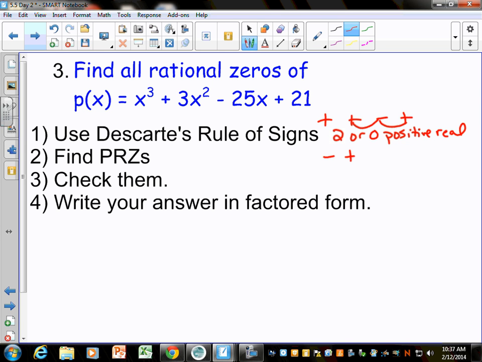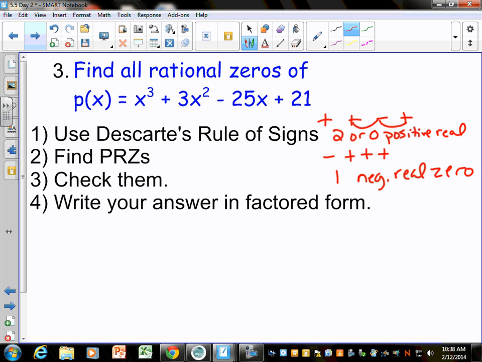About this x to the first, is it going to stay or change? It's odd, so it's going to change to positive. Can 21 ever change? Which means, how many times did it change signs? Do I say 1 or 0? You just say 1, because you can't make 1 go down anymore, right? So 1, negative, real, 0. Okay, so that's Descartes' rule of signs.